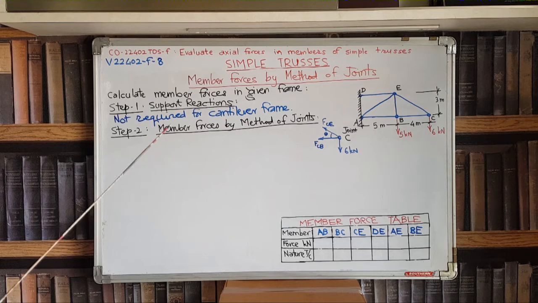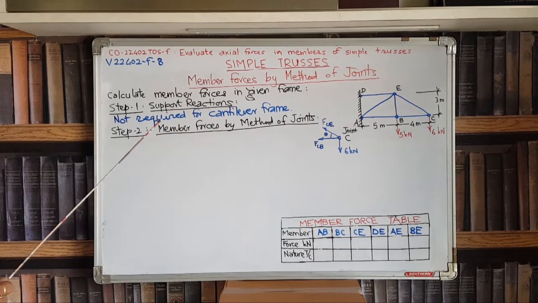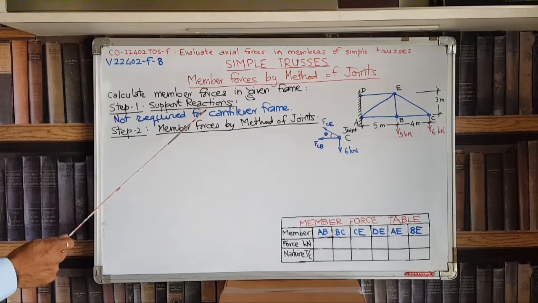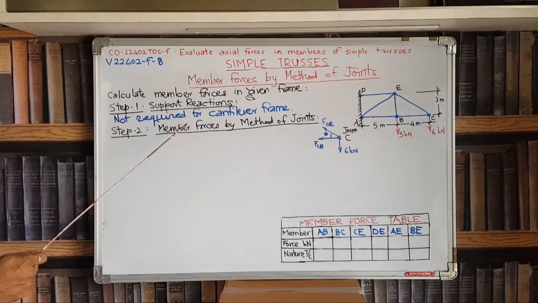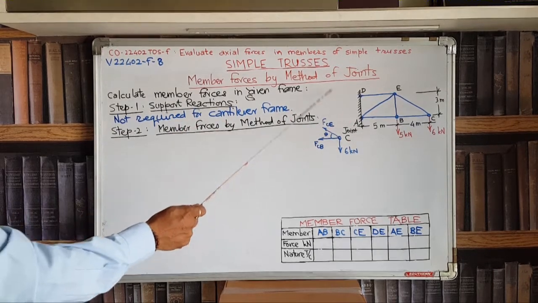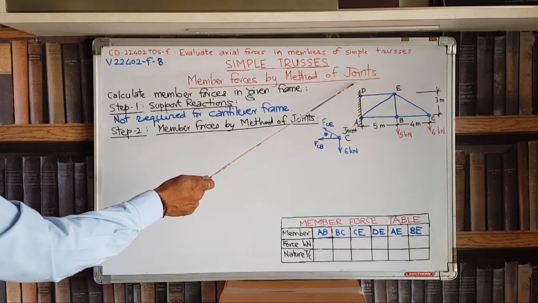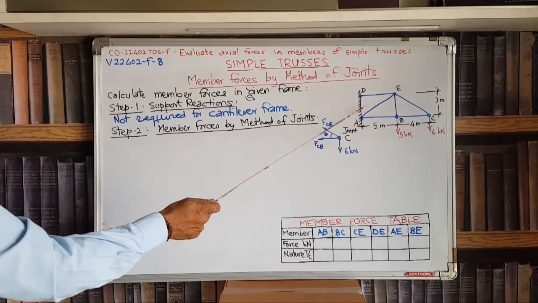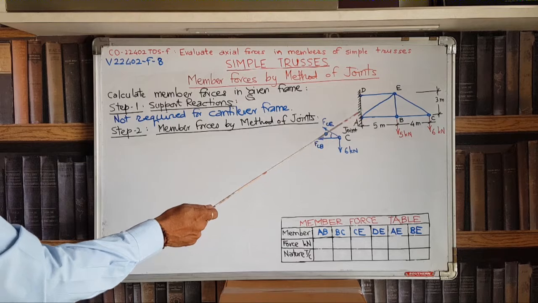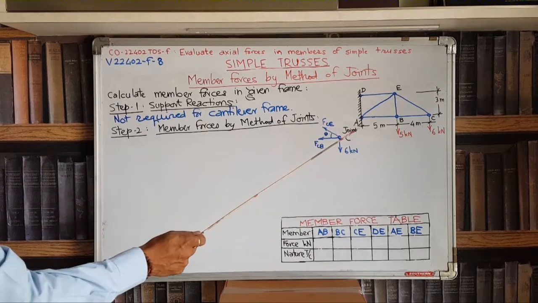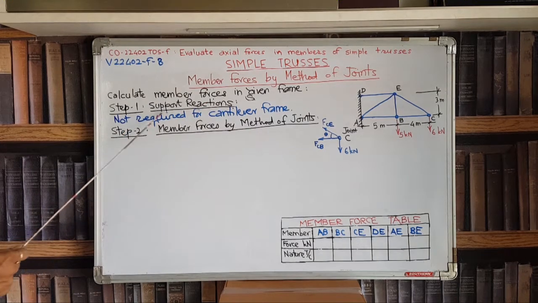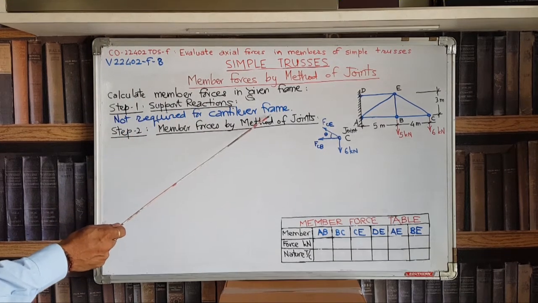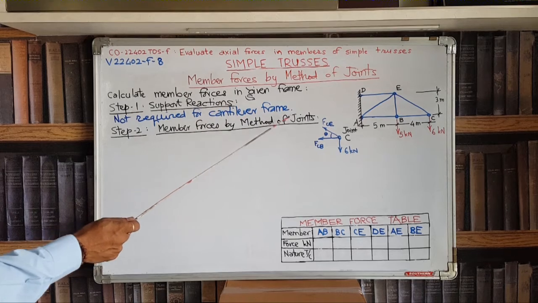So we know that there are two steps in calculation of member forces. Step 1 is support reactions. But we know that for a cantilever frame, this step is not necessary. By the way, what is a cantilever frame? It is a frame having support only on one side and all the other frame remaining free, projecting free. So this is a cantilever frame, and the support reactions are not required for a cantilever frame. So step 1 is automatically over.